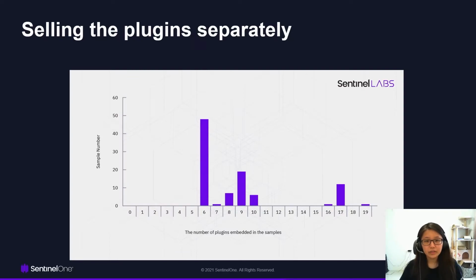Next, let's check the plugins embedded inside the samples. As I described beforehand, there are some plugins embedded in the sample by default, and additional plugins can be uploaded remotely later on. We plot the plugin numbers across around 100 samples.